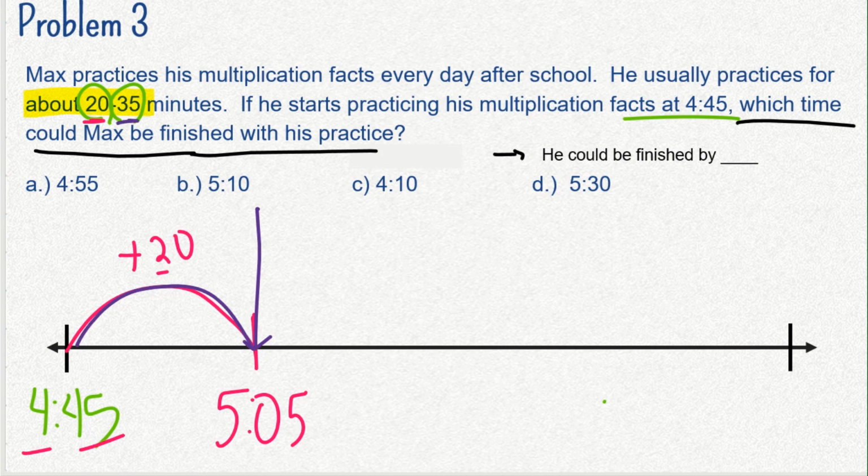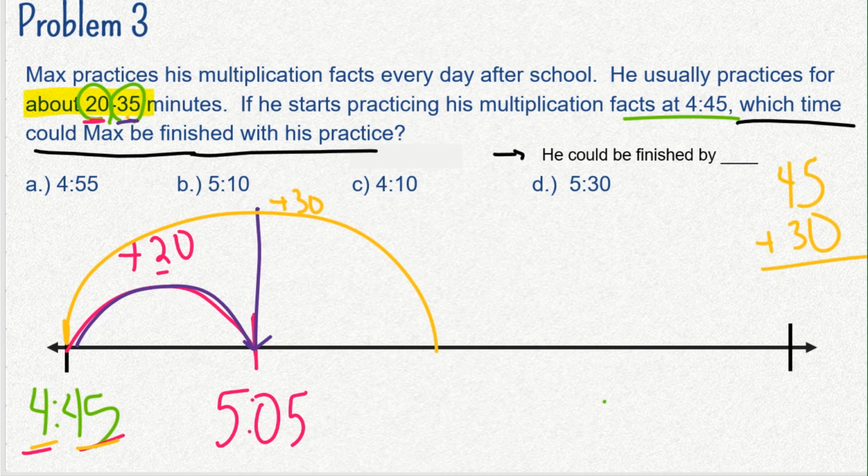Now I'm going to do the latest time that he can finish, which is 35 minutes. So I'm going to start again. Let me pick a different color. This time he's going to practice 35 minutes. So I'm going to do a big chunk of 30 minutes. 4:45 plus 30. So 45 minutes plus 30 is going to give me 75 minutes, which is 1 hour and 15 minutes.